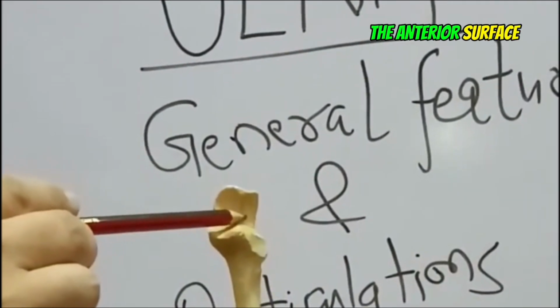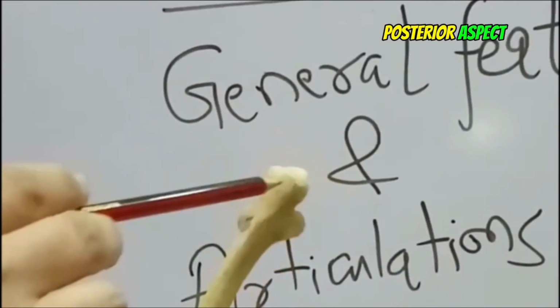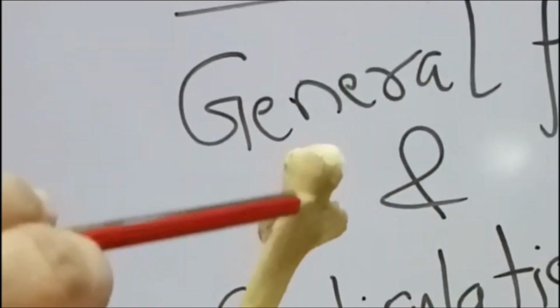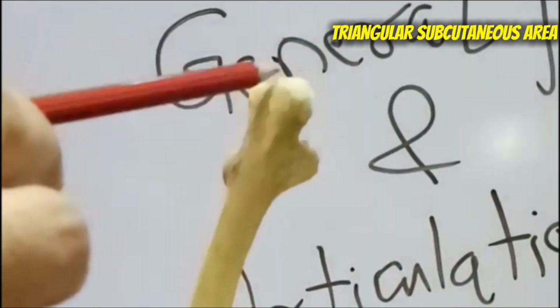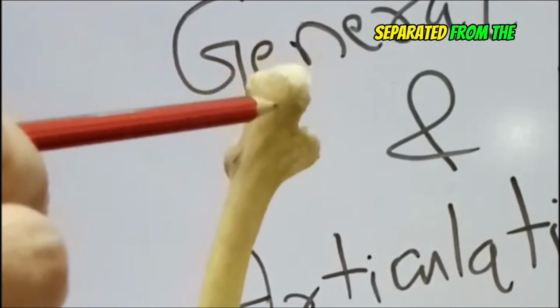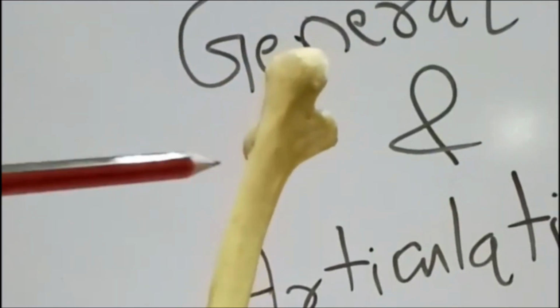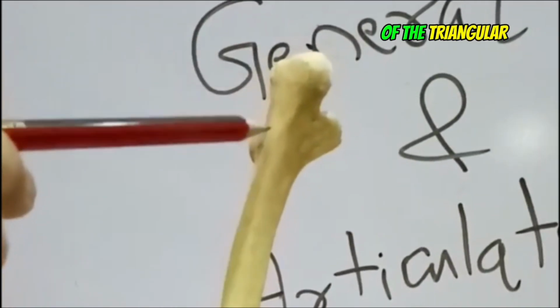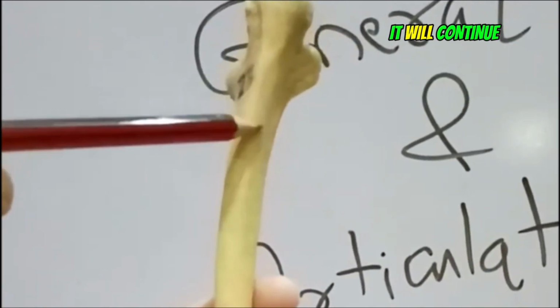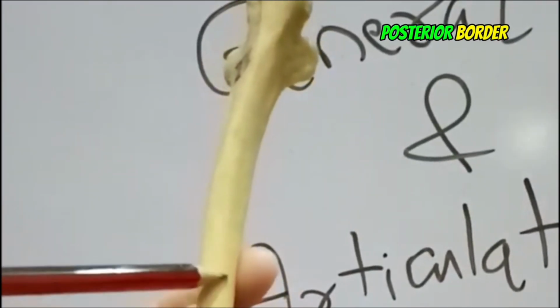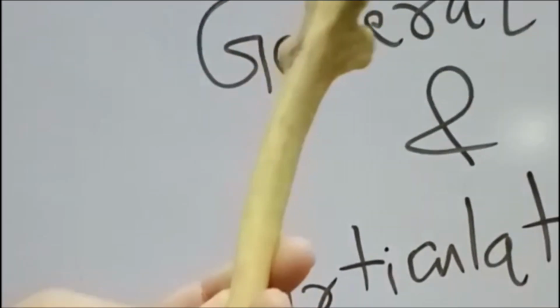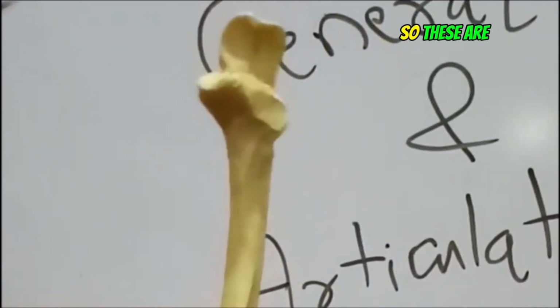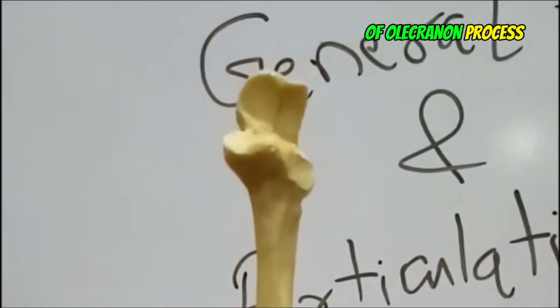So that is the anterior surface, and on the posterior aspect, there is a triangular subcutaneous area, which will be separated from the skin by a bursa. If we see the apex of the triangular area, it will continue down with the posterior border of the shaft. So these are the 5 surfaces of the olecranon process.